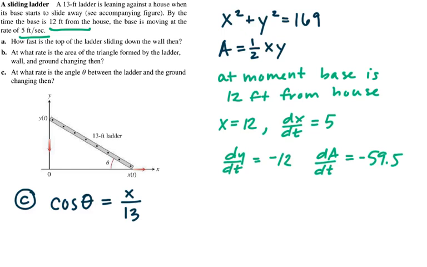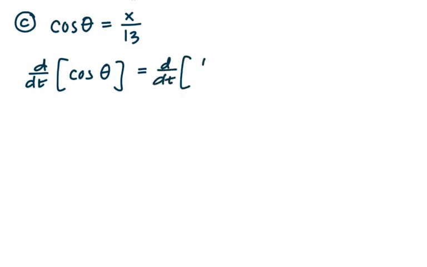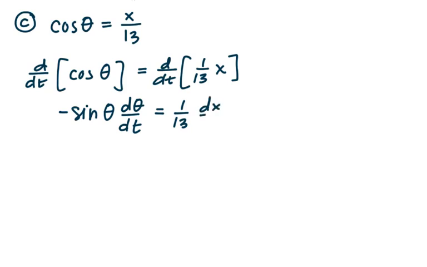So we want to differentiate cosine theta equals x over 13, and we're going to differentiate with respect to time. So d/dt of cosine theta equals d/dt of 1/13 x. The derivative of cosine is negative sine, so I have negative sine theta, d theta/dt. And the derivative of 1/13 x is just going to be 1/13, and we write dx/dt.